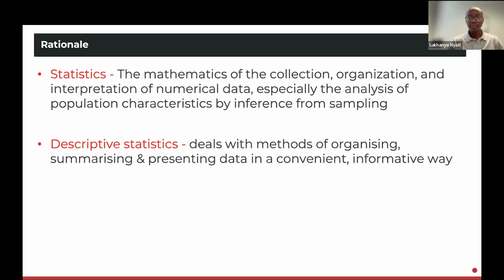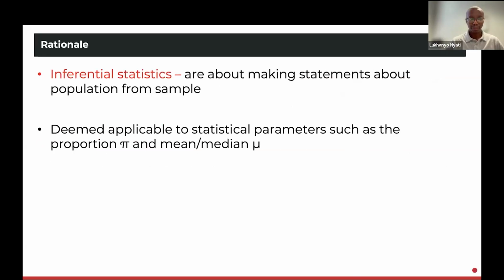And so we're going to deal a little bit with descriptive statistics, which deal with methods of organizing and summarizing data and presenting them in a convenient and informative way. And we'll explain what that means. And then the next level is inferential statistics, which are about making statements about the population from a sample. So generally, you're interested in making statements about the general population from which you're drawing the sample. And so you need to make sure that your sample is representative of the population, or else you're unable to make generalizations of your findings onto the population.